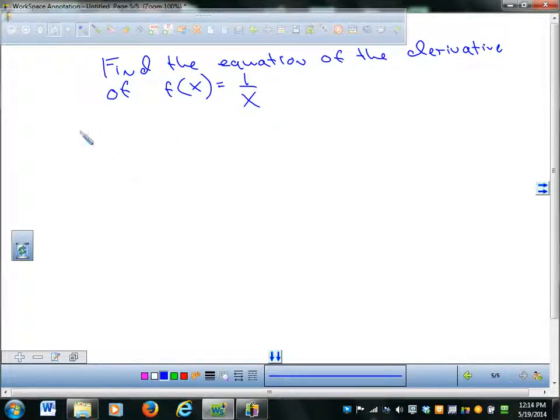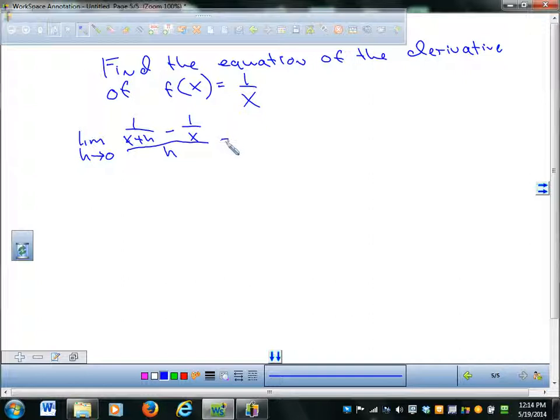I'm going to take the limit as h goes to 0 of 1 over, so it's f of x plus h. That looks like x plus h goes in there for x, minus f of x, which is 1 over x, that whole thing over h. Do you guys see where that setup came from? I'm taking x plus h and plugging it in, so this is f of x plus h, and this is f of x, over h.